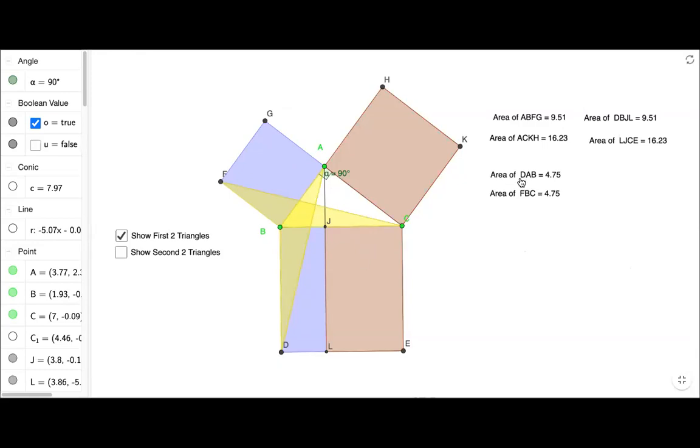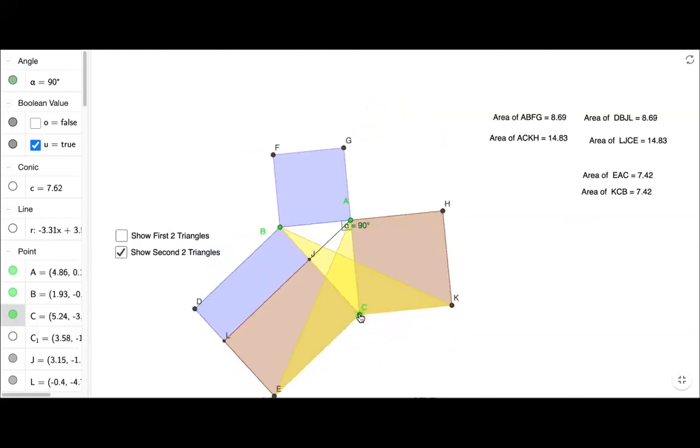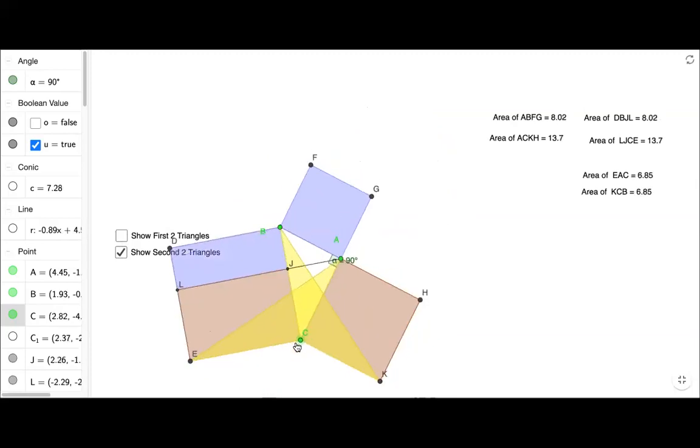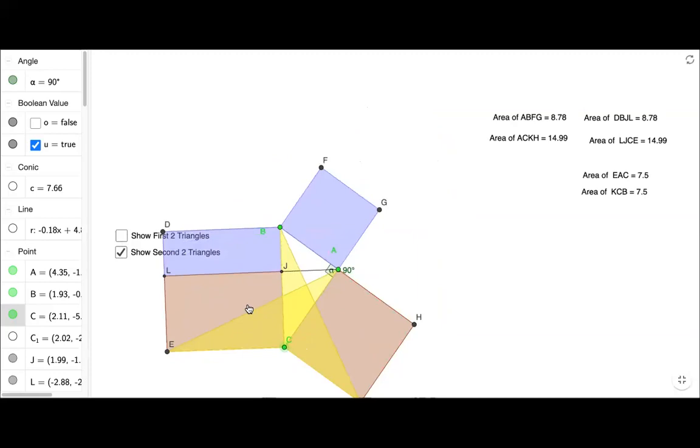And you can see over here it says DAB is 4.75, and those are the two triangles. But this triangle is half of this, and this triangle is half of the rectangle. And check this out. What about the reds? Well, if I get rid of the first rectangles, if I get rid of those two triangles and instead draw in these other two lines, I have the same situation. This triangle is half the square, whereas this triangle is half the rectangle.